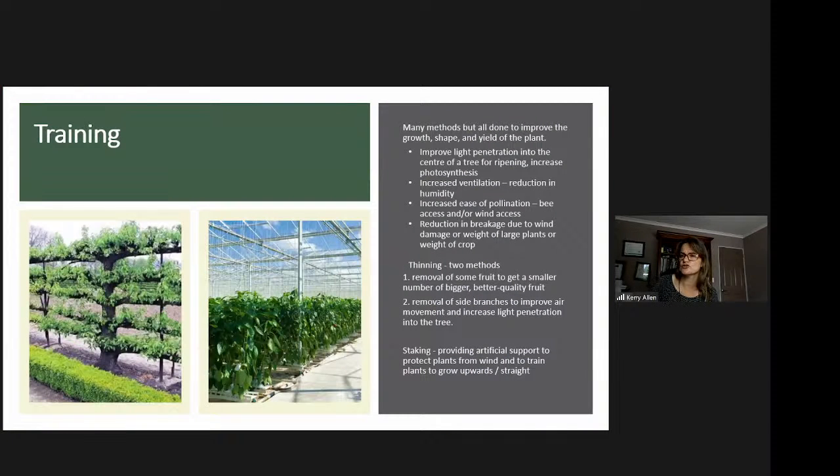Training, once again, is trying to get the plant to grow particular ways to optimize that light, also to optimize the amount of air around the plant for ventilation, because that reduces the humidity and then reduces disease. Thinning, we remove some of the plant material or the fruit itself to ensure there is good circulation of air. And we also stake trees and plants to stop wind movement or to train them to grow upwards to get more light.